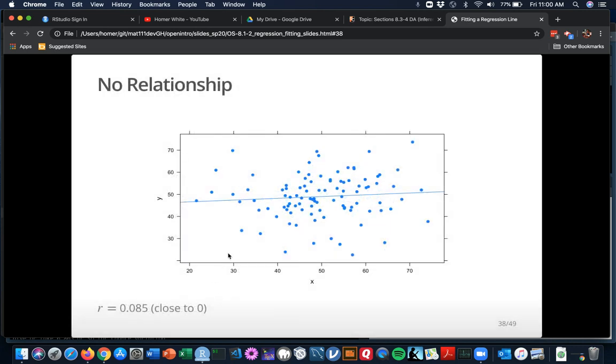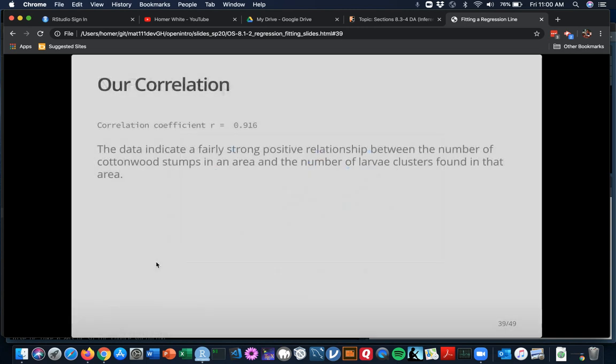And here's a situation where there's essentially no relationship. I've forced R to draw a regression line, and it made its best guess, and it rises slightly, but really it just looks like a random cloud of points here. But look at the R. It's just close to 0. So that's how the correlation coefficient can work for you. It kind of goes along with what you see in the scatter plot in terms of those linear relationships.